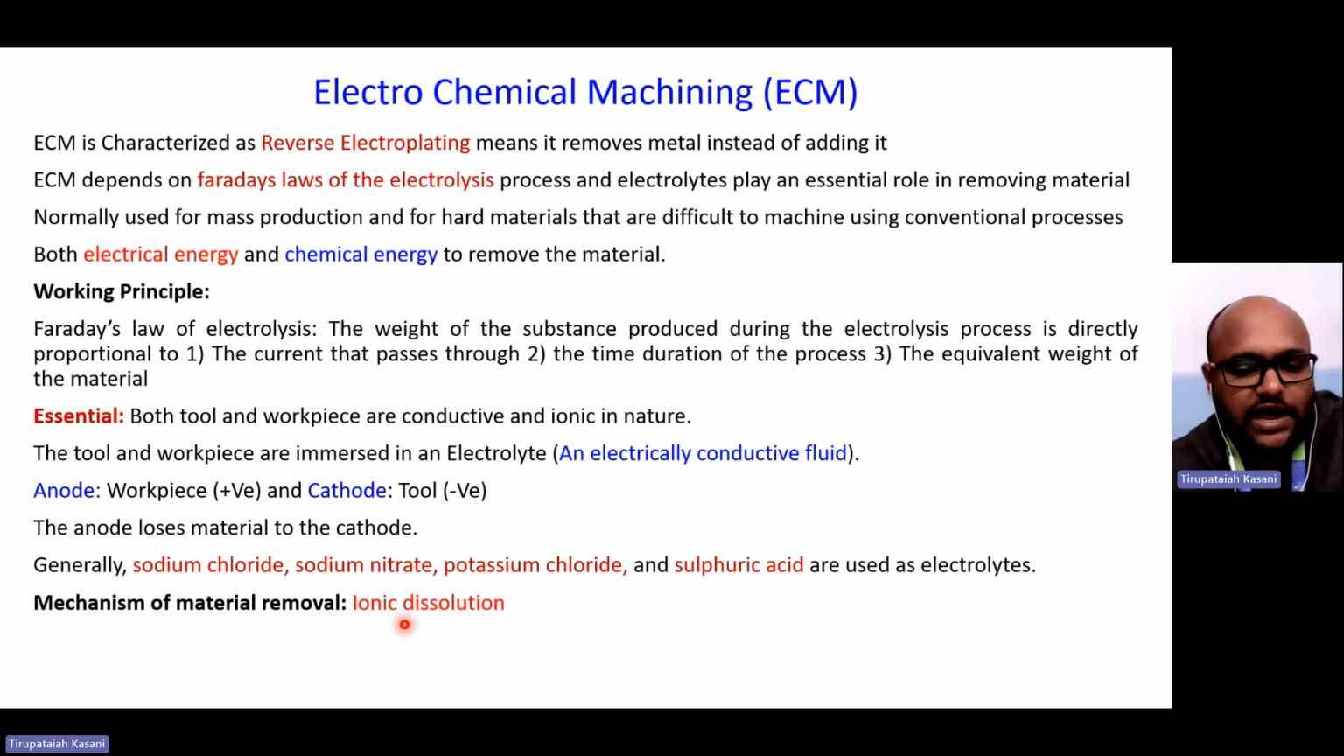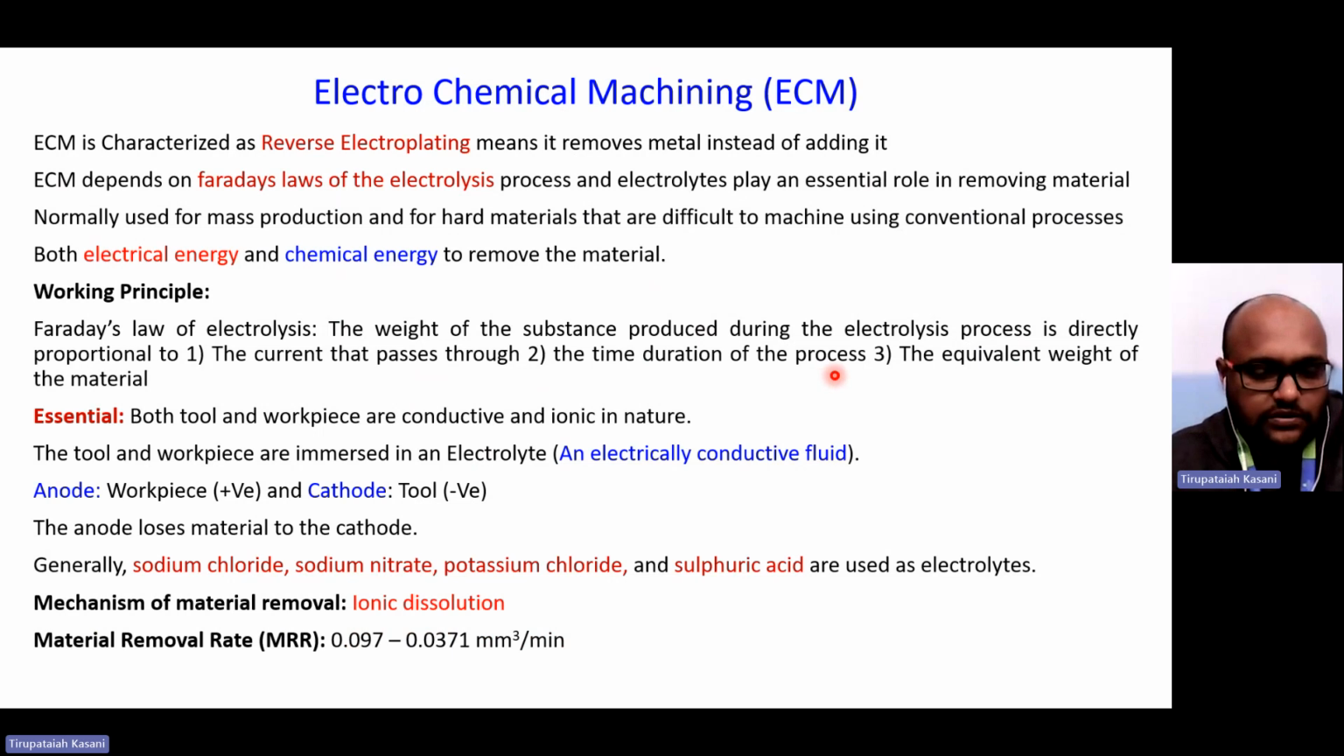The mechanism of material removal is ionic dissolution, which happens in the electrolyte medium flowing between the tool and the workpiece, positive and negative. The typical material removal rate is 0.097 to 0.0371 mm cube per minute. This typical MRR data is taken from research papers. This is just for your understanding and reference purposes. These are not standards, but typical material removal rates taken from the available literature.